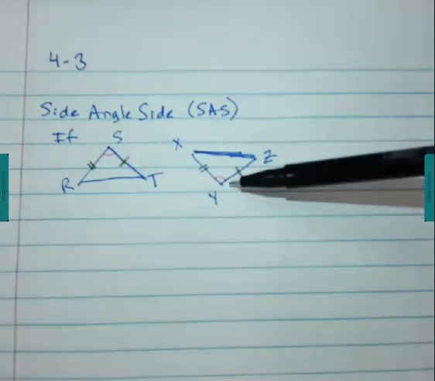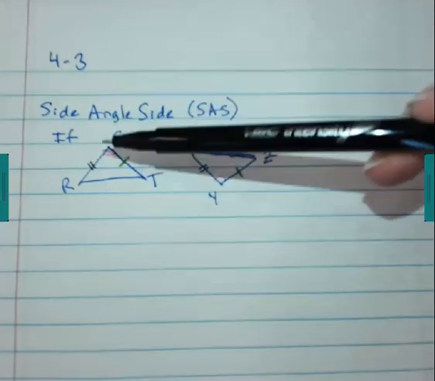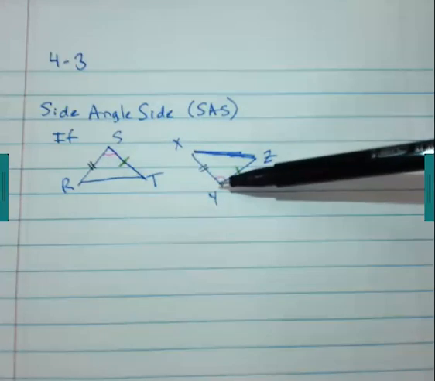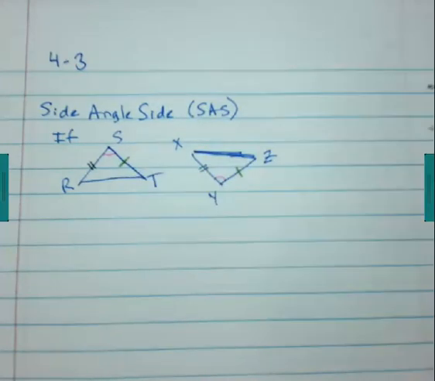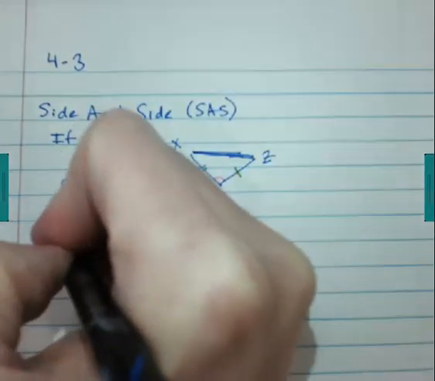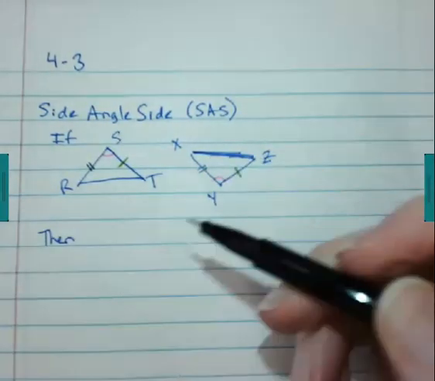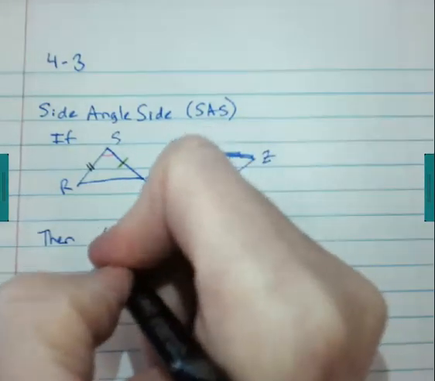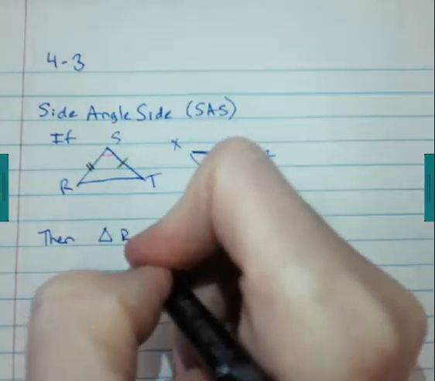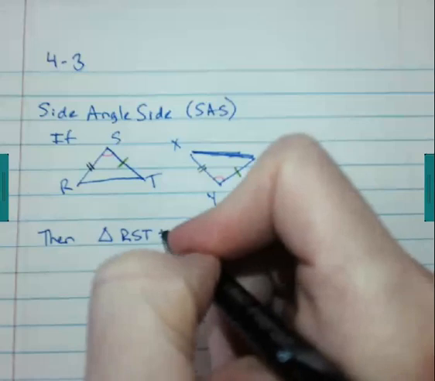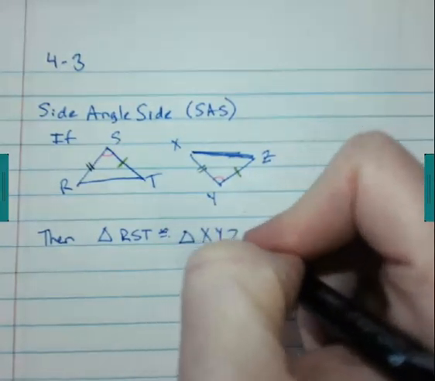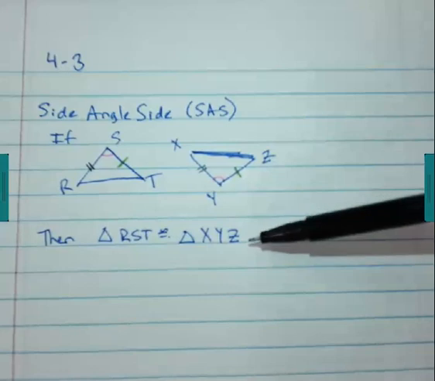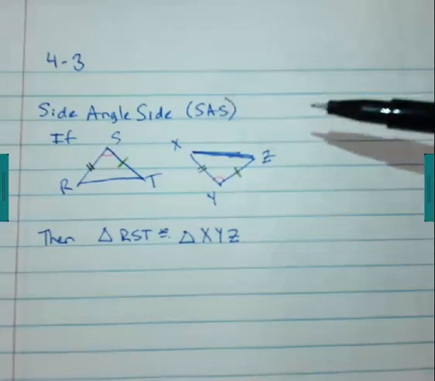So if we can say that we've got 2 sides that are congruent, and the angles in between those sides are congruent, and then the other 2 sides are congruent, we say that both of the triangles are congruent. So our then statement would be, if we have this scenario, then we can say triangle RST is congruent to triangle XYZ. Okay, and we would say that these are congruent by side angle side.